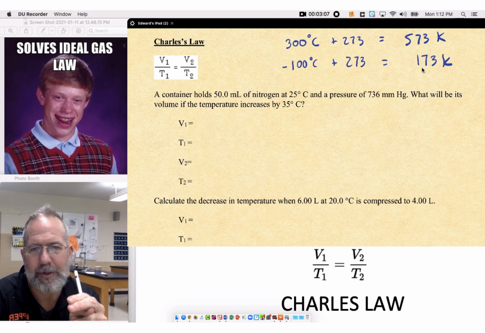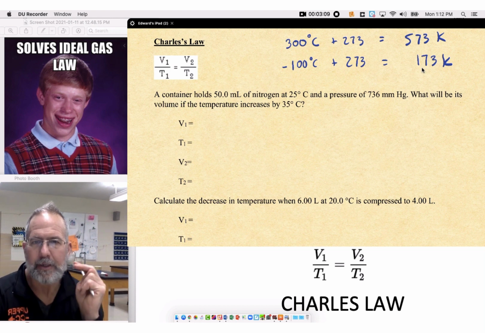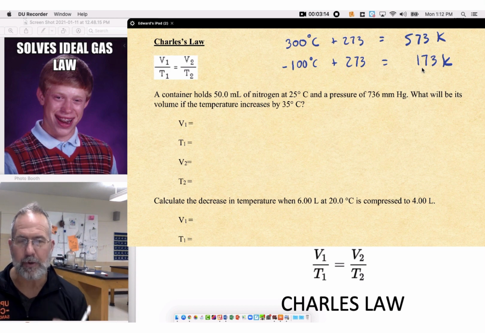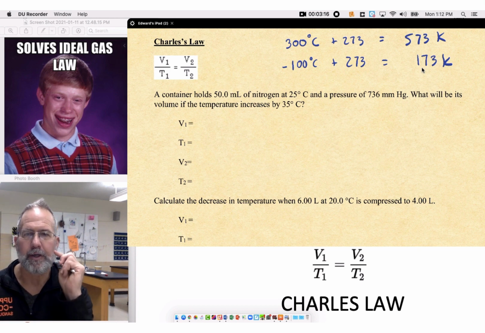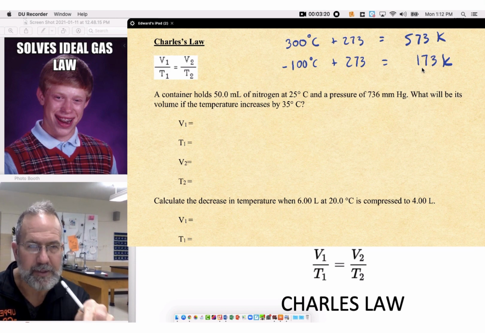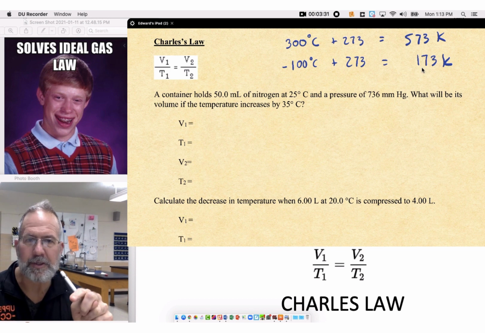For Charles's law to work, we have to be in kelvins. So we're going to do the same format that we had before. We have our givens. We're going to list our givens just like we did before. A container holds 50 milliliters of nitrogen at 25 degrees Celsius and 736 mmHg. What will be its volume if the temperature increases by 35?